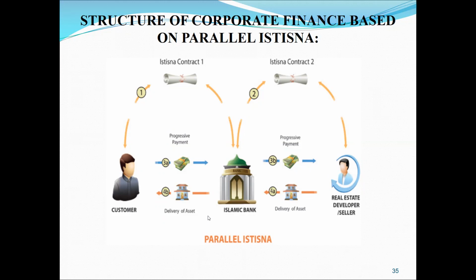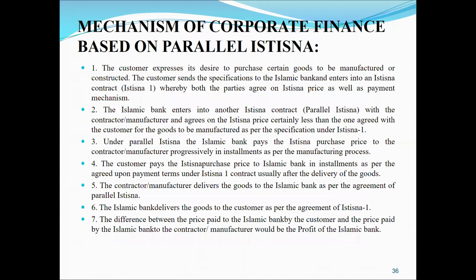So more or less it is the same as the normal istisna product, like a retail product, if you go to the Islamic retail product, with the only difference being in the quantity, the conditions and the payment type. But the way everything works is similar. This is the mechanics for corporate financing based on the parallel istisna. I'm not going to read it because it's just an interpretation of the illustration of the diagram or the structure that we have discussed on parallel istisna.